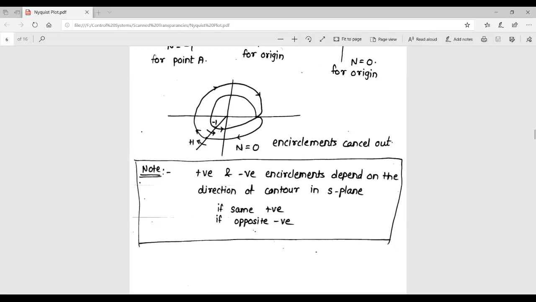Now let me tell you two notations which we use: the contour C in S-plane, and the contour C suffix F, CF, in f of S-plane. So when I say contour C, that means the contour is in the original S-plane, and when I say contour CF, that means it is a mapped contour in f of S-plane.